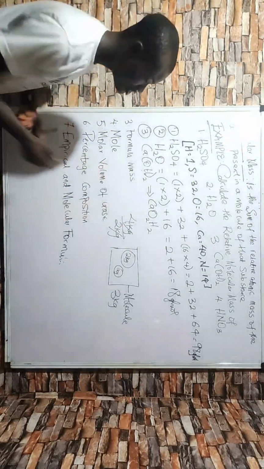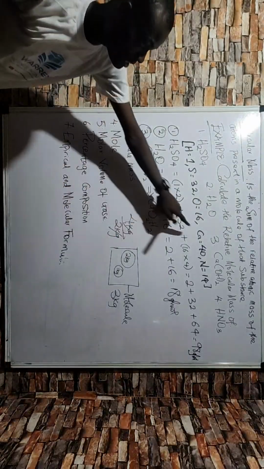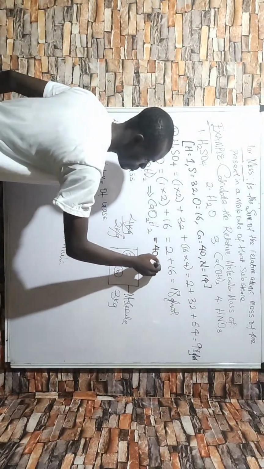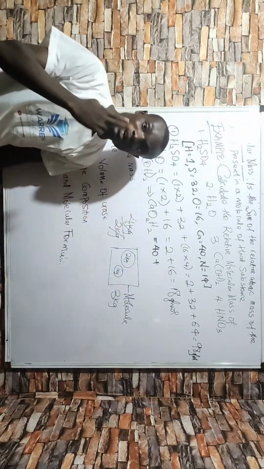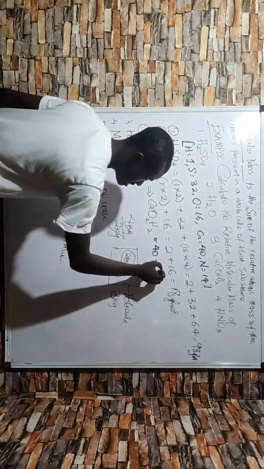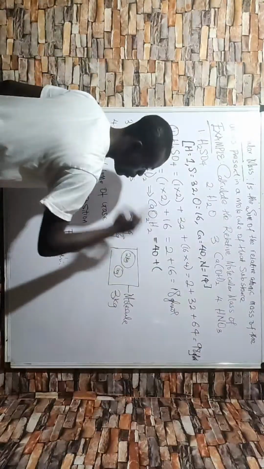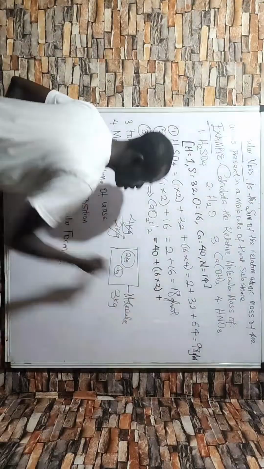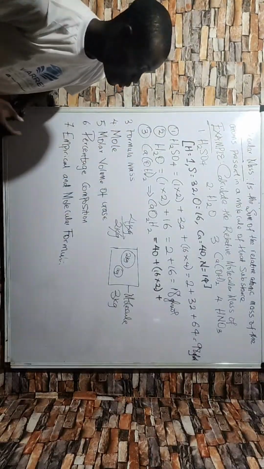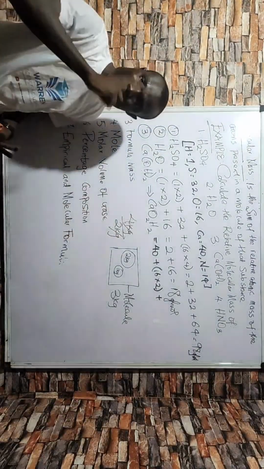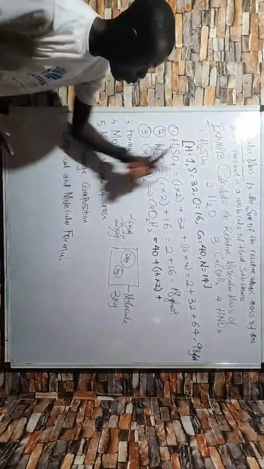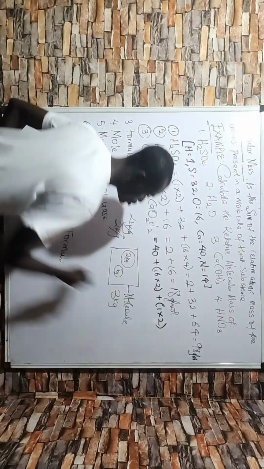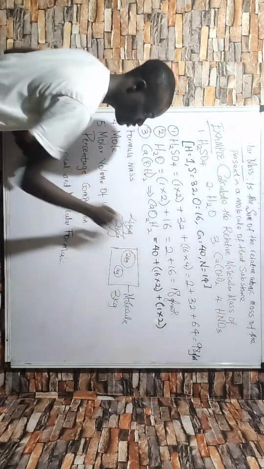Now for calcium, the relative atomic mass for calcium is 40. So this is 40 plus oxygen. We have 2 atoms of it, so it's going to be 16 because 1 of it is 16. But we have 2 of it here, so it's going to be 16 times 2 plus, for hydrogen, we have 2 atoms of hydrogen. But 1 atom of hydrogen is 1, so this is going to be 1 times 2. So now we are going to calculate. Now this is going to be 40.